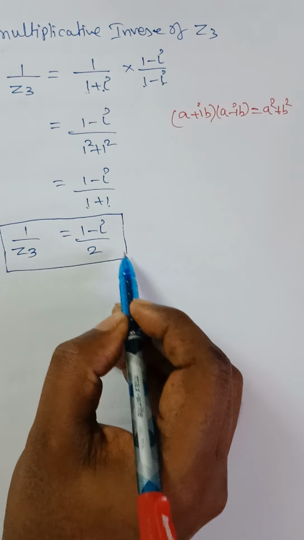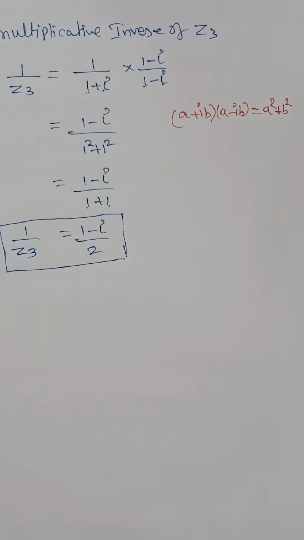Okay, so we already discussed the additive inverse: if z, then the additive inverse is minus z. Next, the multiplicative inverse of z is 1 by z. This is the answer for question number 3.